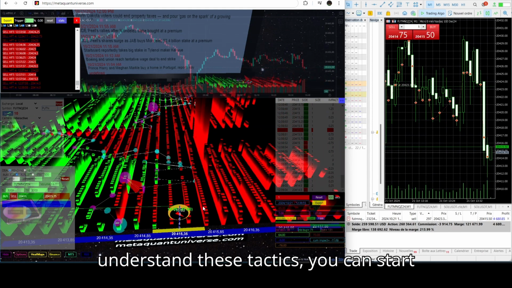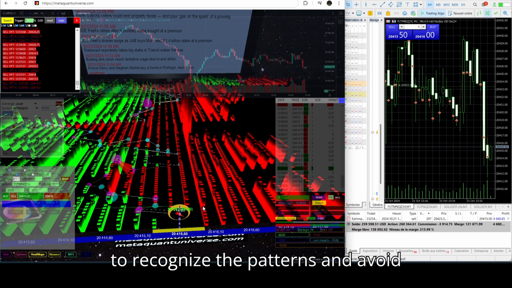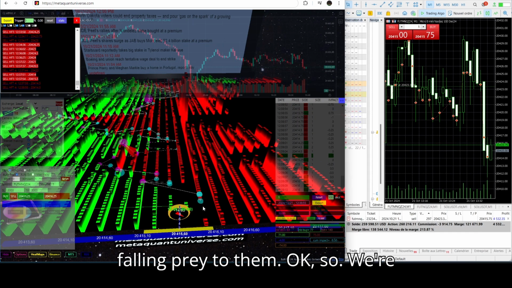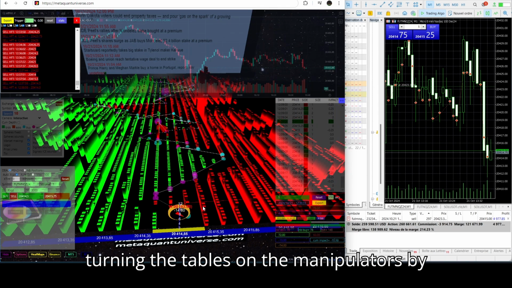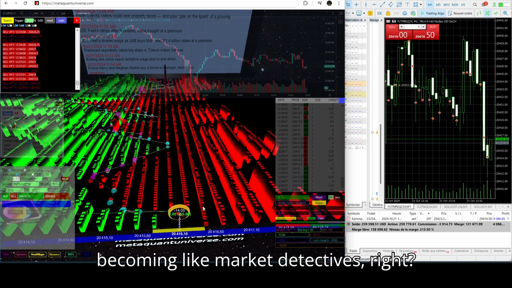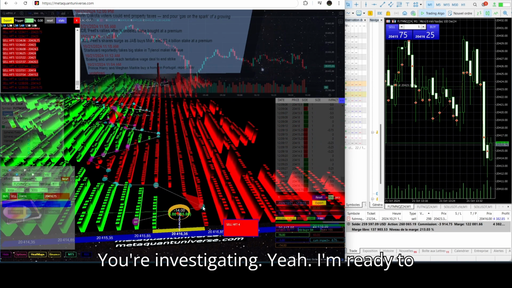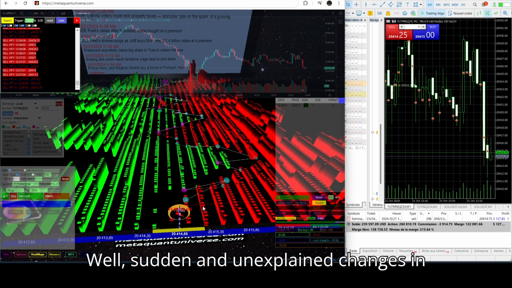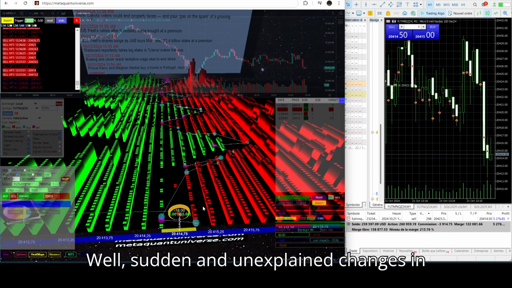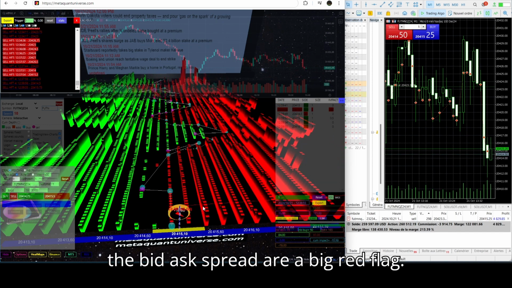Once you understand these tactics, you can start to recognize the patterns and avoid falling prey to them. So we're turning the tables on the manipulators by becoming like market detectives. Right, you're investigating. I'm ready to put on my Sherlock Holmes hat. What other clues should we be looking for? Well, sudden and unexplained changes in the bid-ask spread are a big red flag.